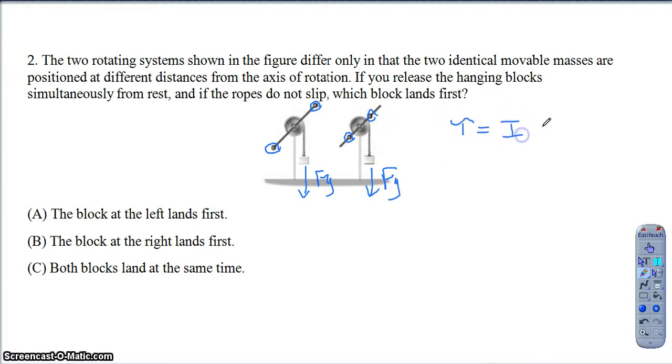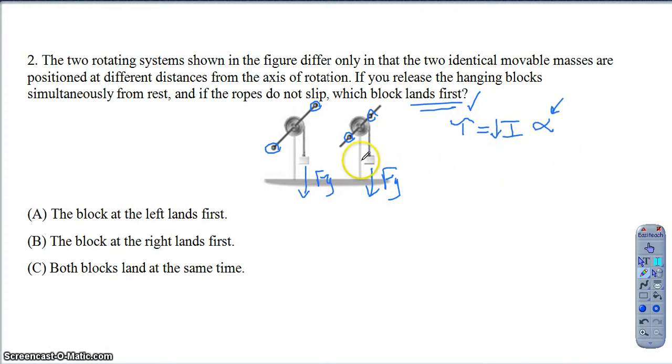is that torque equals the moment of inertia times my angular acceleration. And again, whichever one accelerates quicker, that's going to be the one that hits the ground first. So since they have the same torque, they had the same force of gravity, same radius, so they have the same torque, right? Then in terms of maximizing the acceleration, if I want to get the maximum acceleration, then I want my moment of inertia to be as small as possible.